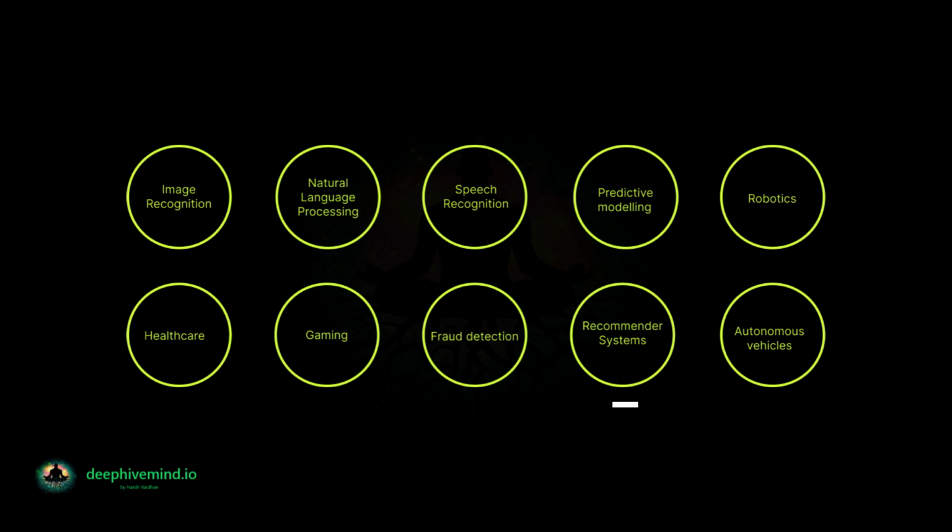Recommender systems. ANNs are used to recommend items to users based on their preferences and past interactions with the system. Autonomous vehicles. ANNs are used in self-driving cars for tasks such as object detection, lane keeping, and traffic sign recognition.